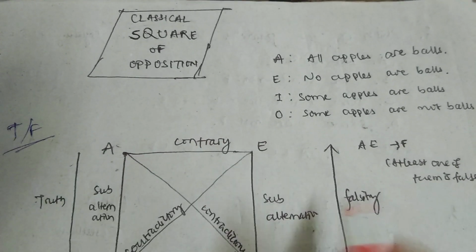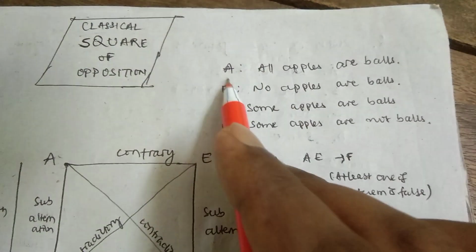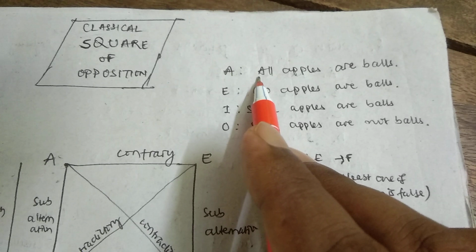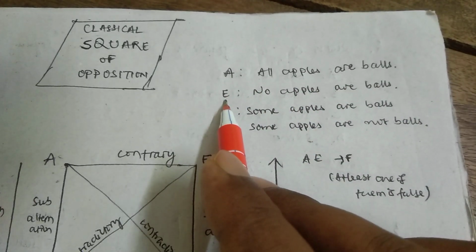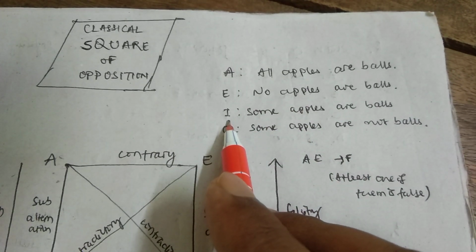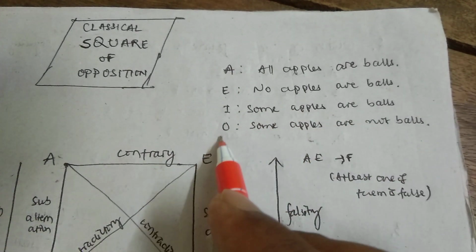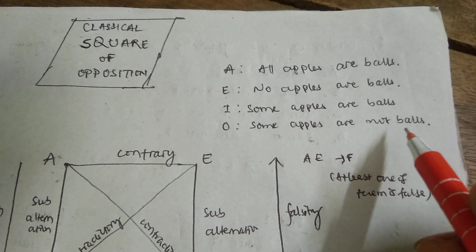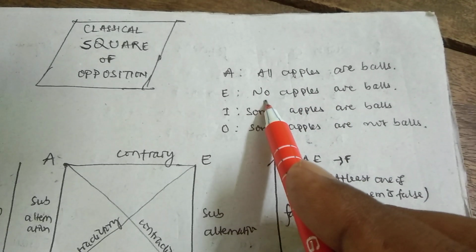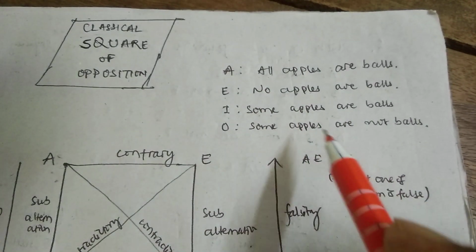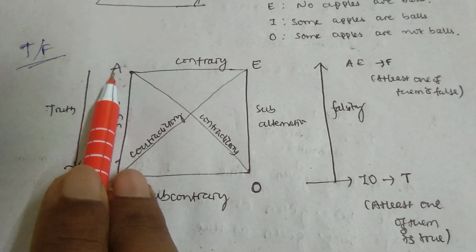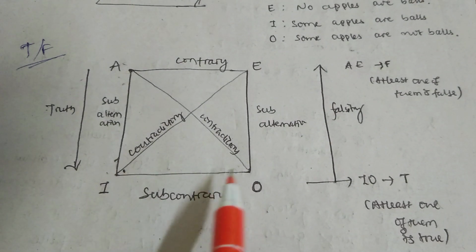They cannot be both. Here, an A proposition is, for example, all apples are balls. An example of an E proposition is no apples are balls. I: some apples are balls. O: some apples are not balls. Here we have to see: this is all, this is no, this is some, this is some not. So from all of this we get A, E, I, O.